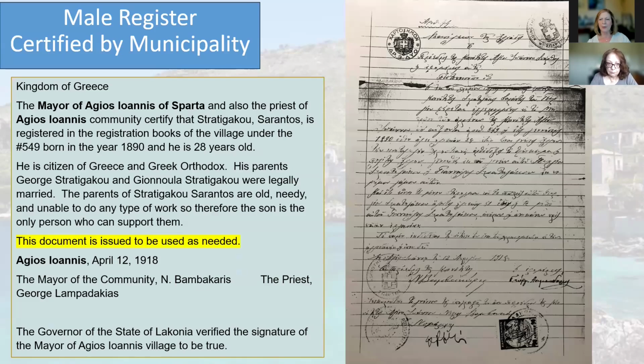And here's an example from George's family. It's a lot older. It's a letter received in 1918 from the municipality of Ioannis in Sparta. It verifies the birth of George's grandfather, Sarantos Starigakos. It states he was born in 1890 in Ioannis. He's 28 years old, and he's recorded in the registration books. It also has information about his parents that I thought was especially interesting. Note also that important phrase, this document is issued to be used as needed, again certifying that it can be used for legal means.